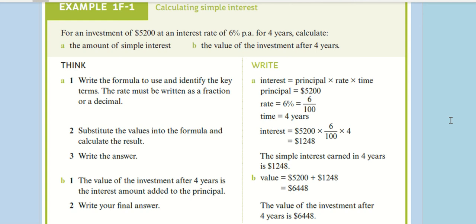You're going to be faced with a few different problems that look like this. First of all, you need to consider what is I, what is P, what is R, and what is T. Because we're introducing you to it today, we are just going to want to find I. You'll be given the values for P, R, and T, and you'll just substitute into that formula. So, for an investment of $5,200 at an interest rate of 6.5% per annum for 4 years, calculate the amount of simple interest.